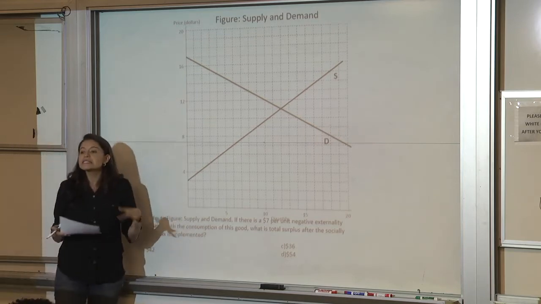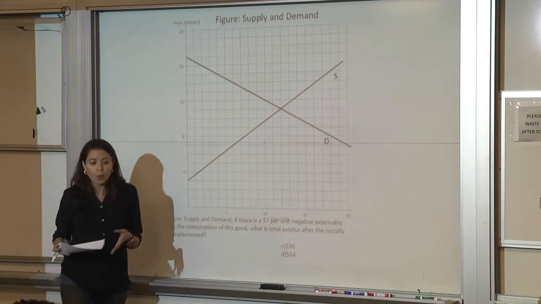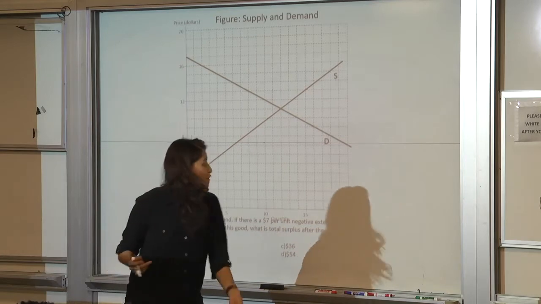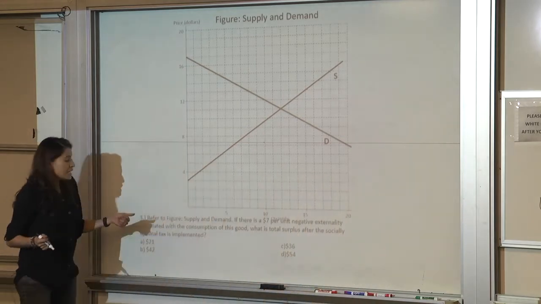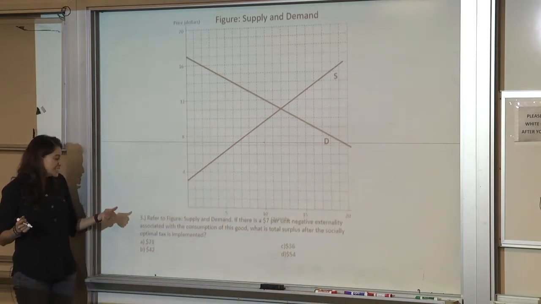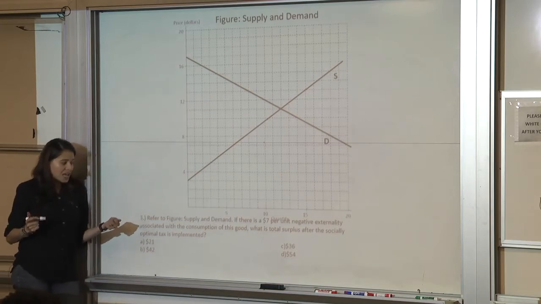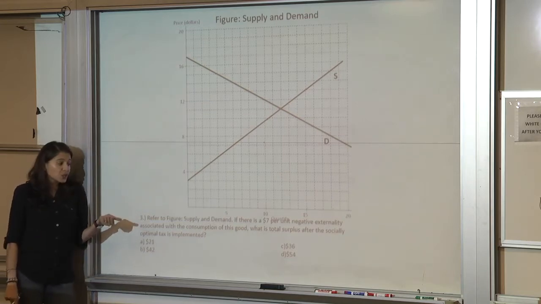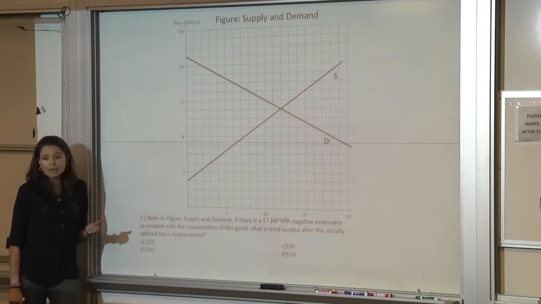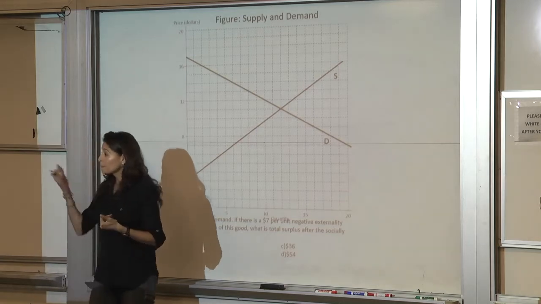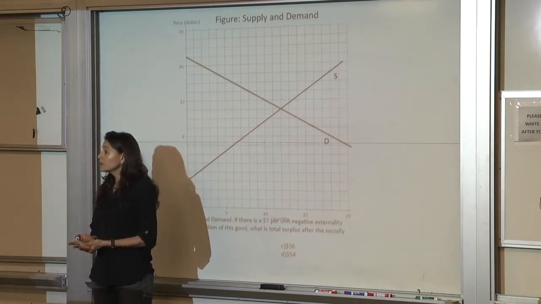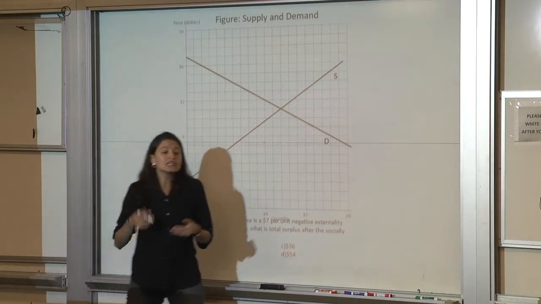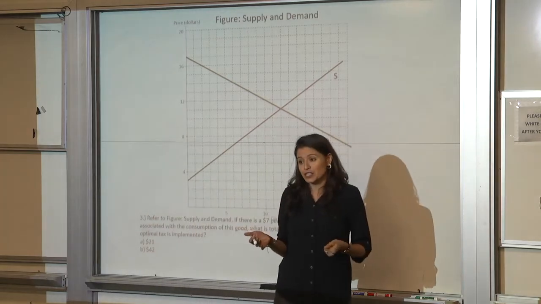This third question is a little bit more involved. Why? Because it tells you, if there is a 7 per unit negative externality associated with the consumption of this good, what is the total surplus after the socially optimal tax is implemented? Yes? What is negative externality? Okay, I'm going to answer that. So he asked, what is a negative externality?